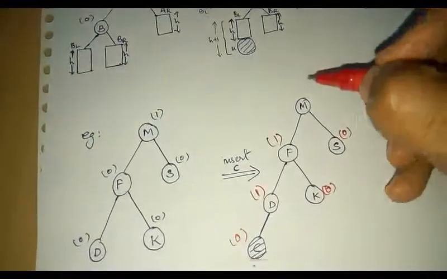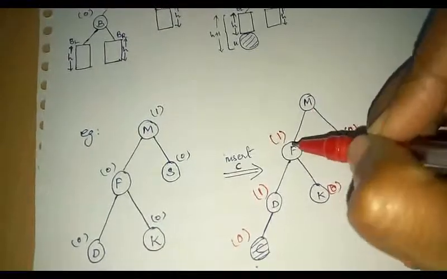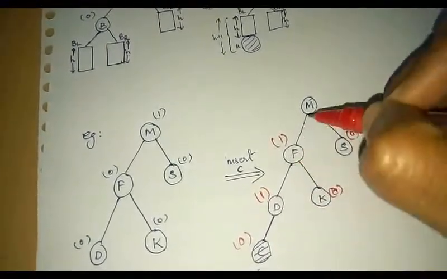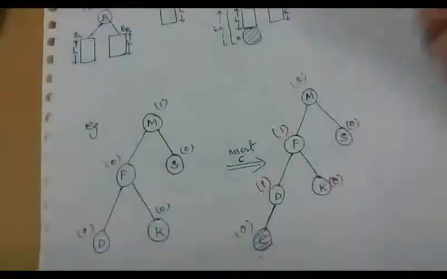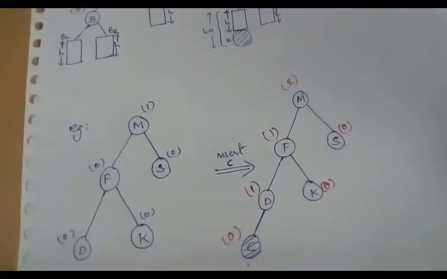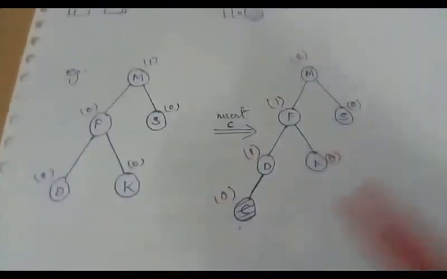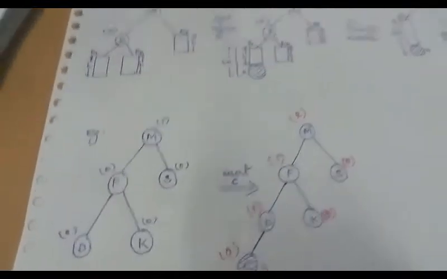Now in the case of M, the left subtree of M is 1, 2, 3. This is the height. So 3 is the height of the left subtree of M. So 3 minus 1 will give you 2. Now it becomes an unbalanced AVL tree. Now to make it balanced, since the insertion was to the left of the left subtree, we have to perform this rotation, that is LL rotation.